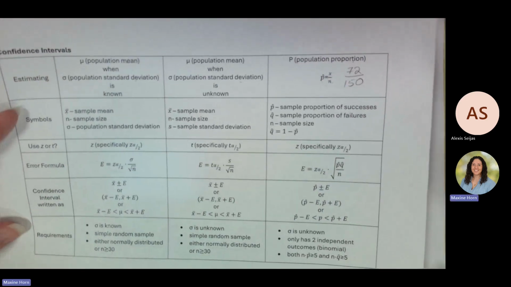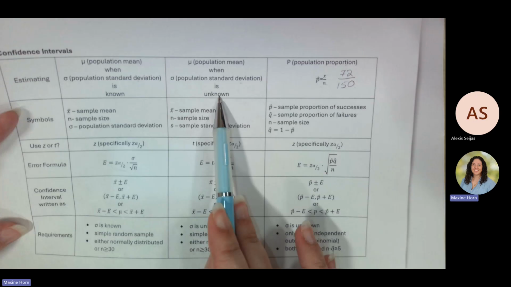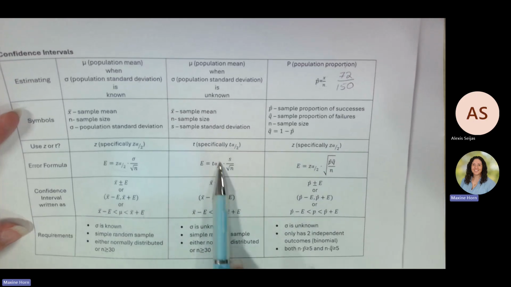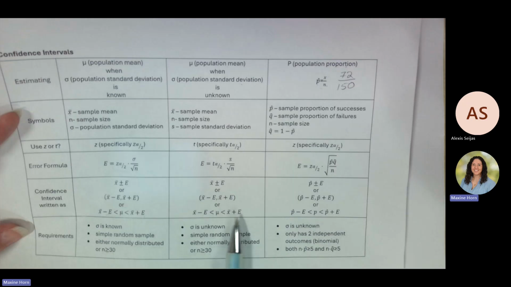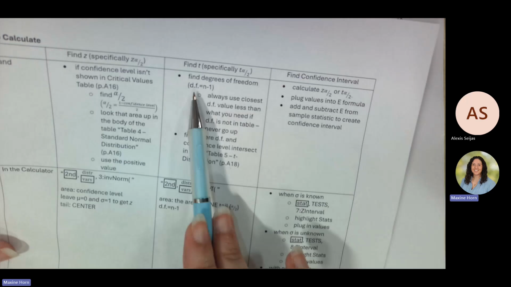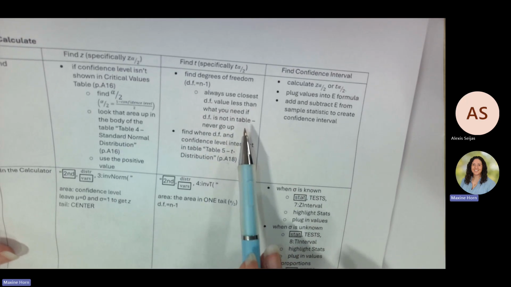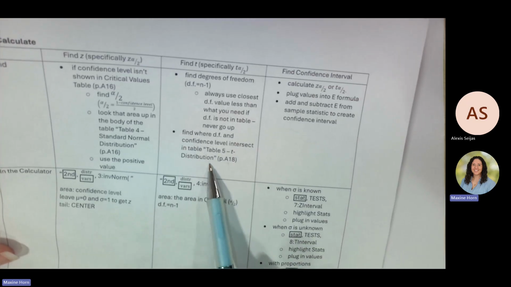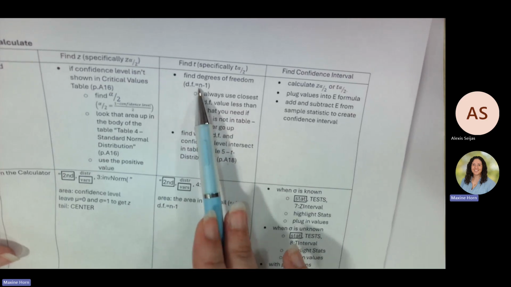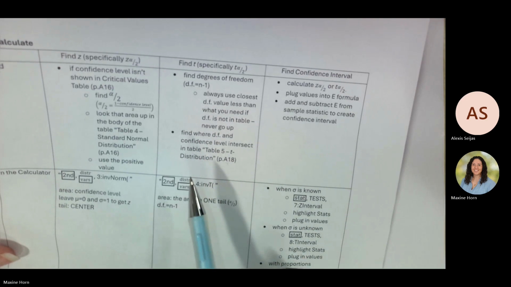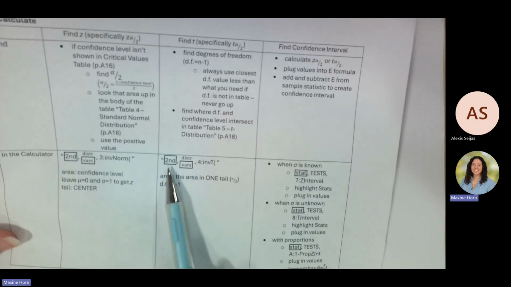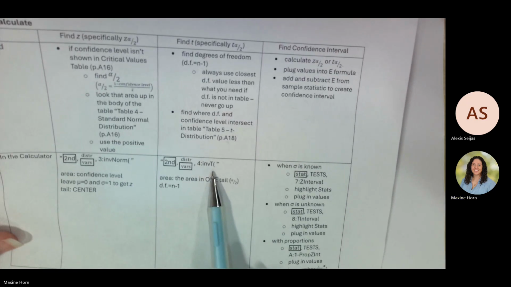If you were doing it by hand, we're here in this middle column because we don't know our population standard deviation, so we're going to have to use a t alpha halves. We would plug that into the error formula and then add or subtract it. When you're finding your t alpha halves, you need to find your degrees of freedom, and then you need to look at the table to see where your degrees of freedom and your confidence level intersect, or you can find your degrees of freedom and also find the area in one tail, right? Find your alpha halves and then do second vars to get it in the calculator, okay?